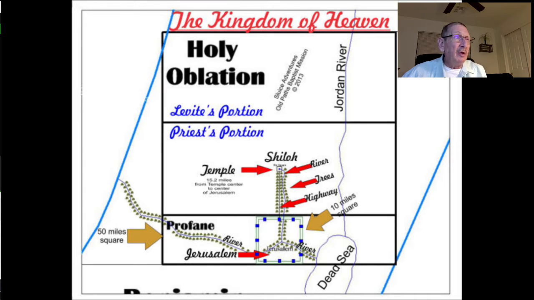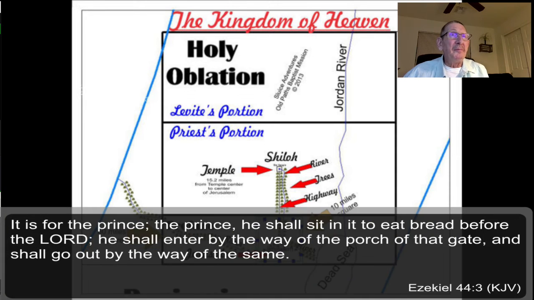Back in Ezekiel 44:3, here it explains it a little bit further, if you remember from last chapter. It is for the prince; he shall sit in it to eat bread before the Lord. He shall enter by the way of the porch of that gate, and shall go out by the way of the same. So this prince is talked about, and as I pointed out before, we believe this to be David.